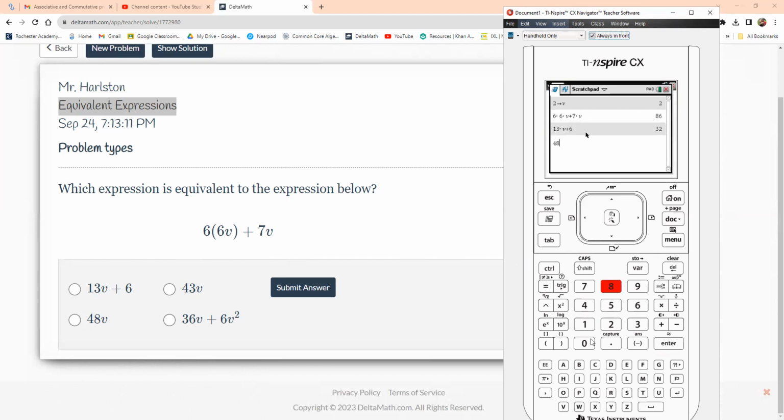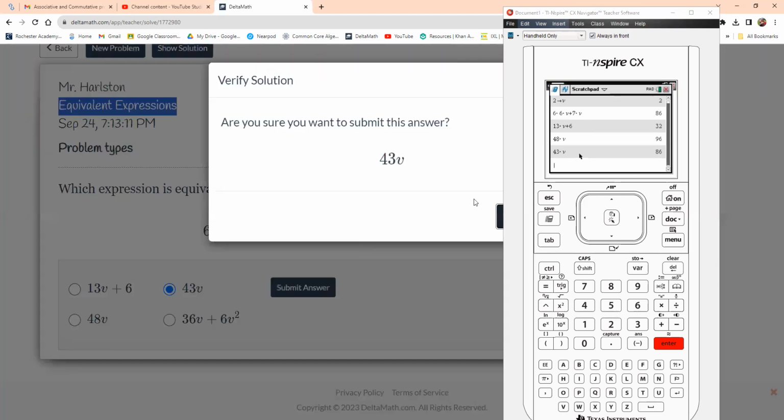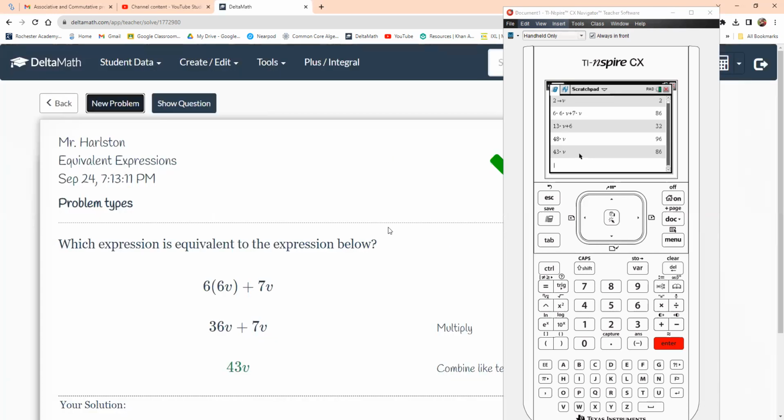So now I'm going to do 48v. Let's see what we get. I get 96. That's not right. So now let me try 43v. There you go. So that's our answer, because these two are equivalent. When I put in the number 2 for v, I get 86 and I get 86. So that is the answer. And I submit it and it says you did good.